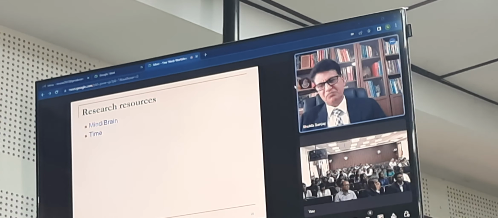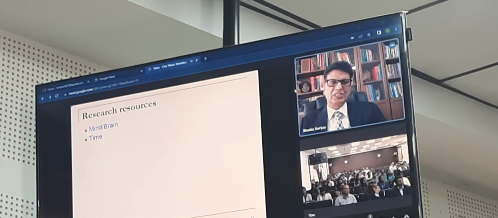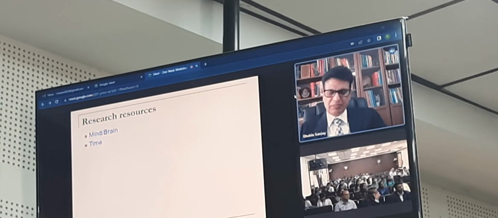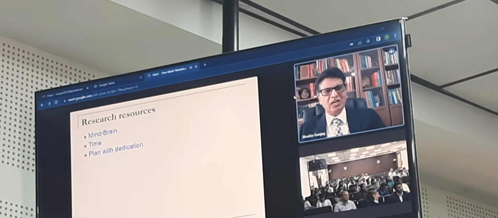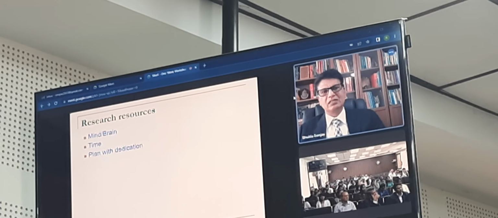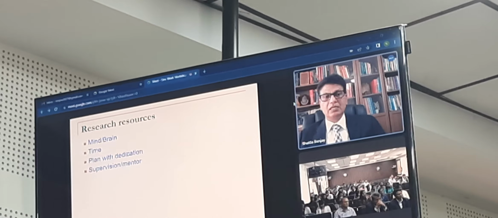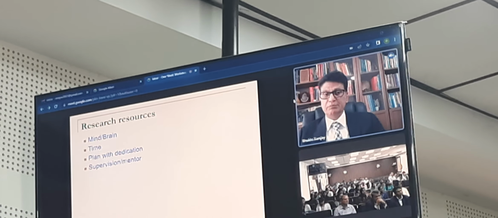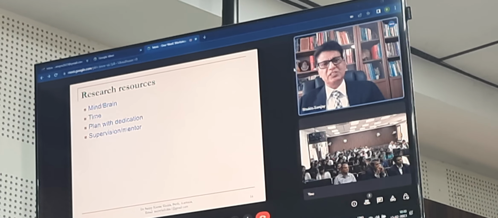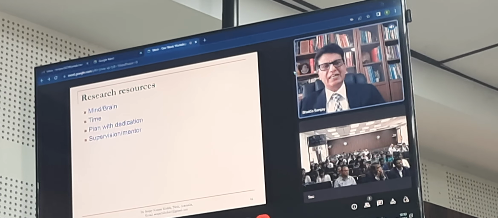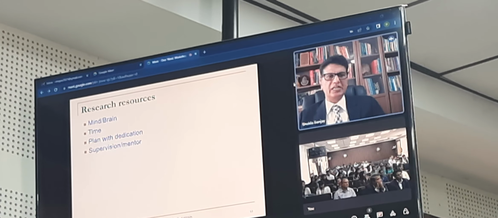Second thing is time. We should be involved in our day-to-day works, personal works, official works, but there should be time availability. Then, once we have mind and time, we need a plan and dedication to implement whatever we plan. Then a mentor: we can do research, but most young researchers may feel that they have no idea how to go ahead. So, right supervision is required.